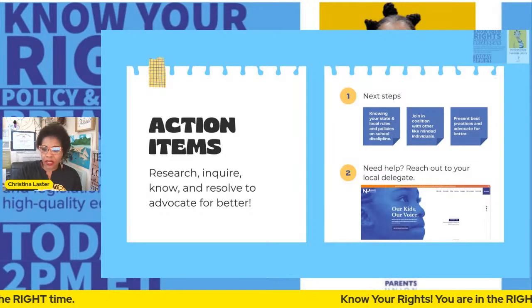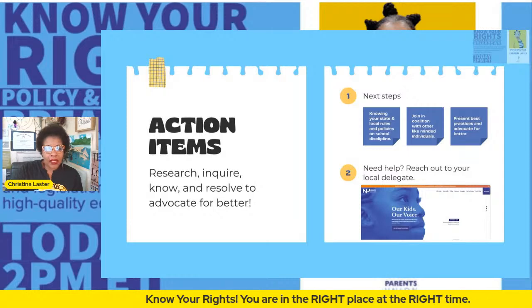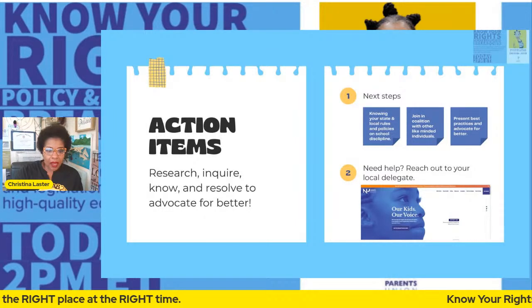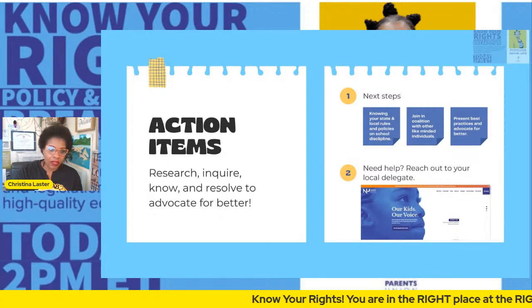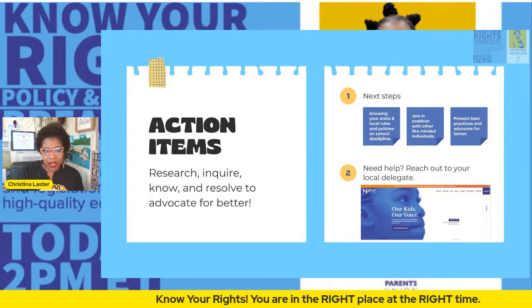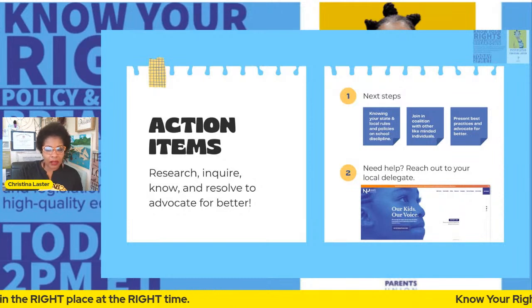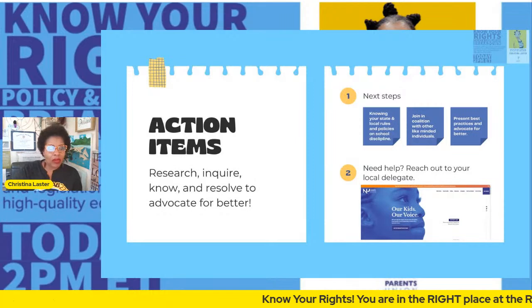Action items. We're almost done here, y'all. I want you to take the opportunity to research, inquire, know, and resolve to advocate. Advocacy doesn't just happen because we have the thought about it. Even though in different ways we're advocating every day, I'm not going to take the time to go into advocacy versus activism, right? Activism being a part of campaigns, rallies, initiatives, advocacy being more of a natural thing that we do for ourselves and our families.